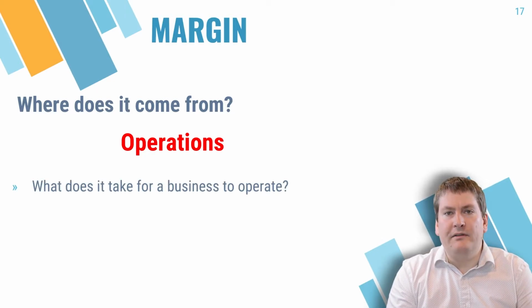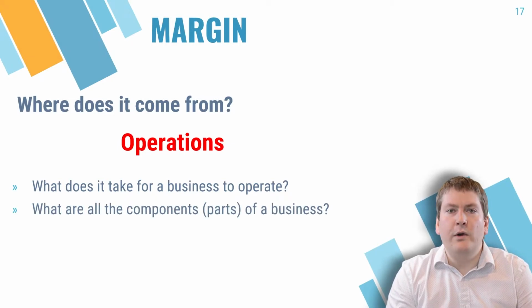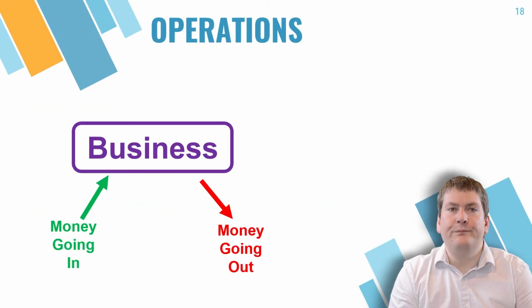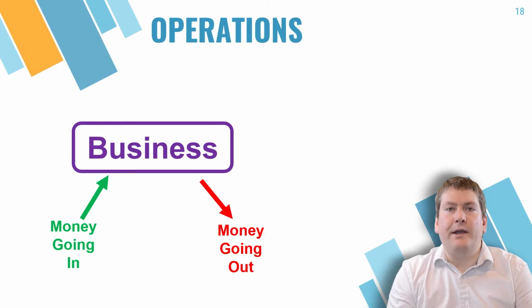So when we're looking at a business, we should ask, what does it take for it to operate? What are the components that make up the business? And perhaps most importantly, how does it actually work? Looking at a business, we now know about margin, and we can say that money is going in and money is going out, and the difference is margin.